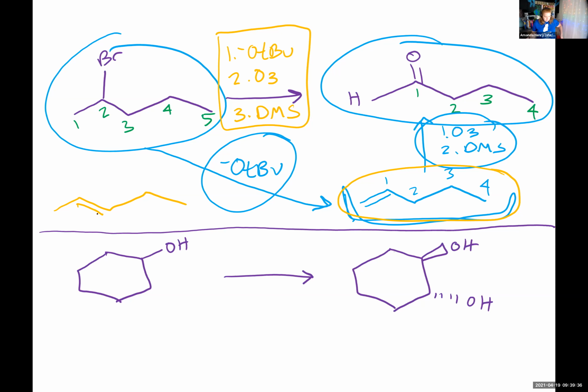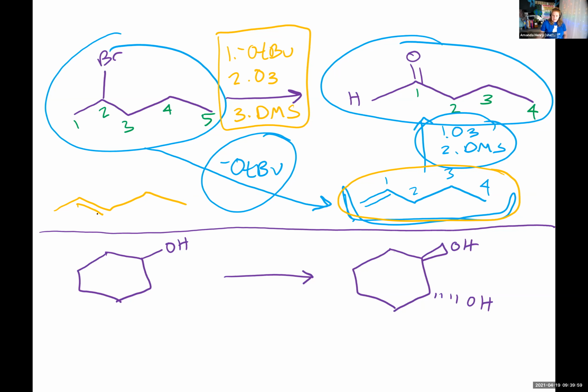Okay, let's look at one more. On the last one, we have a ring that has an alcohol attached to it. And in the end, we still have a ring, but now we have two alcohols attached to it, and they are in a trans configuration. So again, we can think about this from a retro perspective. How can we get two alcohols on a ring that are trans to each other? What reagents do we need to do that?